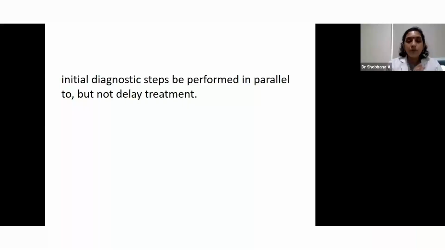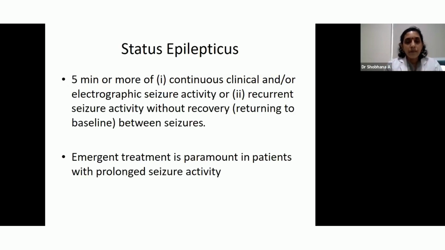So as we go on with the initial diagnostic steps, in parallel, we should not delay treatment of the convulsing patient, right? So status epilepticus is 5 minutes or more of continuous clinical or electrophysiological seizure activity or recurrent seizure activity without recovery, that is returning to the baseline between the seizures. And emergent treatment is paramount in patients with prolonged seizure activity, as I said.